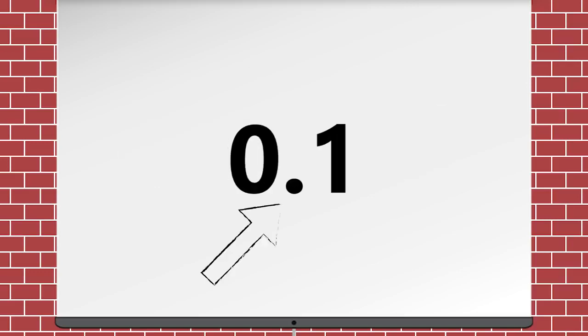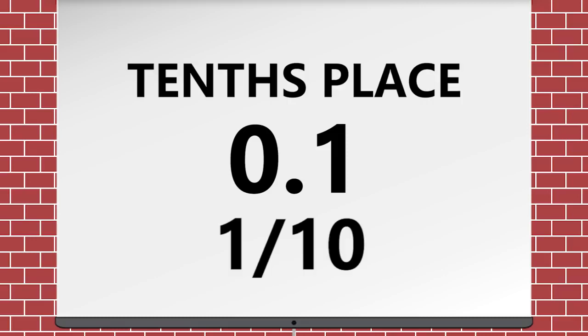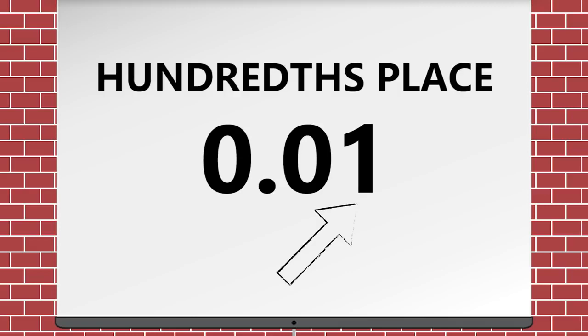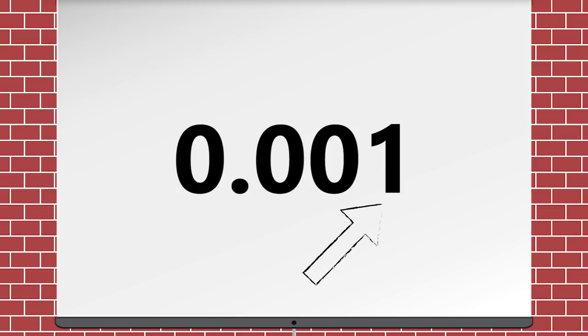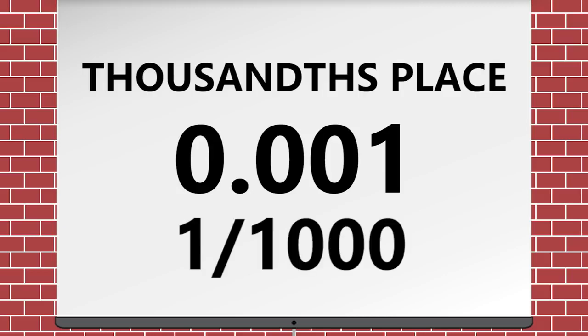This dot shape is called a decimal point. With a decimal, moving a numeral to different places changes the denominator. This place is called the tenths place. If you put a 1 here, it means 1/10. This place is called the hundredths place. If you put a 1 here, it means 1/100. This place is called the thousandths place. If you put a 1 here, it means 1/1000.